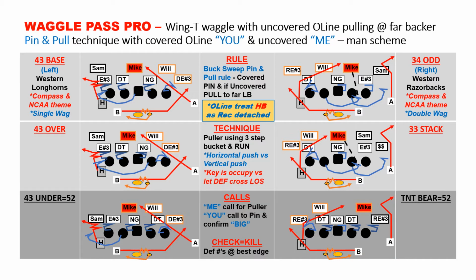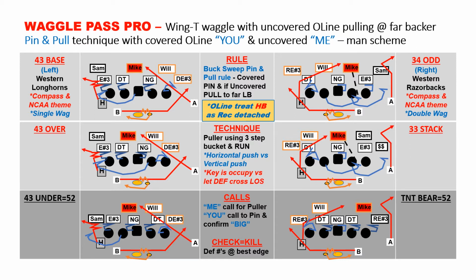First one is our Waggle Pass Pro. Again, what makes this great is it's exactly the same as our pin and pull scheme with our running. So here's an example of overlapping of techniques. Again, the rules are in the middle. We use a buck sweep pin and pull rule where if you're covered, you're pinning, and if you're uncovered, you're pulling.